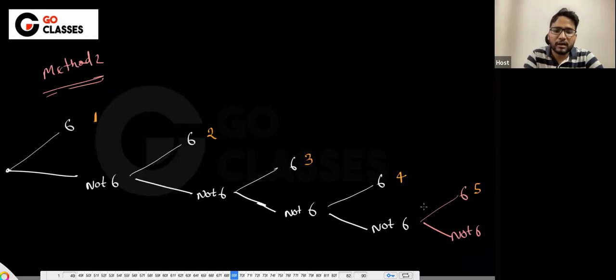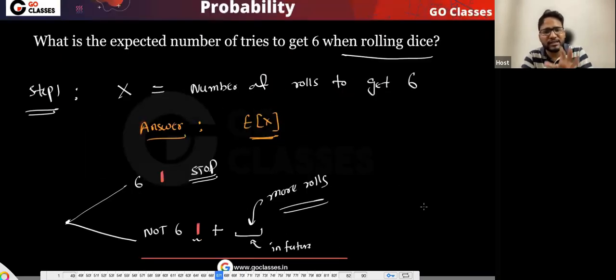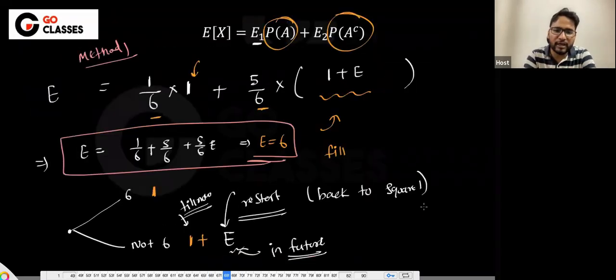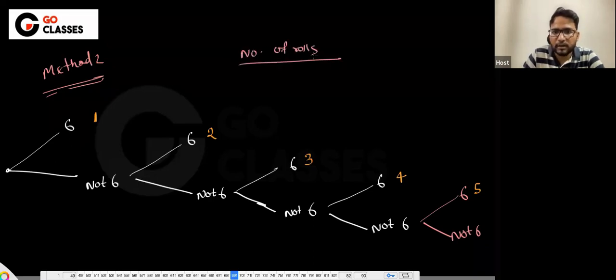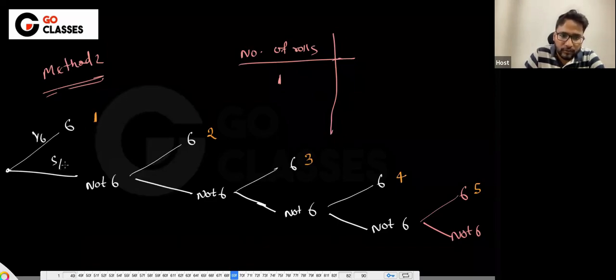See, there I stopped it very cleverly. I said, okay, if that idea is not clear, let me go to the infinite tree and tell you that the answer will be the same. So let's calculate the expectation from this method. You want to find the expectation of the number of rolls. So the number of rolls here is 1 with what probability? You will just roll one time. With what probability? 1 by 6, 5 by 6.